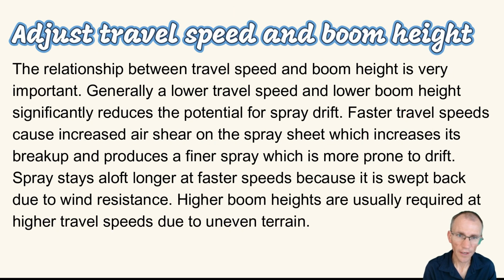Another way of reducing drift is to adjust travel speed and boom height. The relationship between travel speed and boom height is very important. Generally, a lower travel speed and lower boom height significantly reduces the potential for spray drift. Faster travel speeds cause increased air shear on the spray sheet, which increases its breakup and produces a finer spray, which is more prone to drift. Spray stays aloft longer at faster speeds because it is swept back due to wind resistance. Higher boom heights are usually required at higher travel speeds due to uneven terrain.